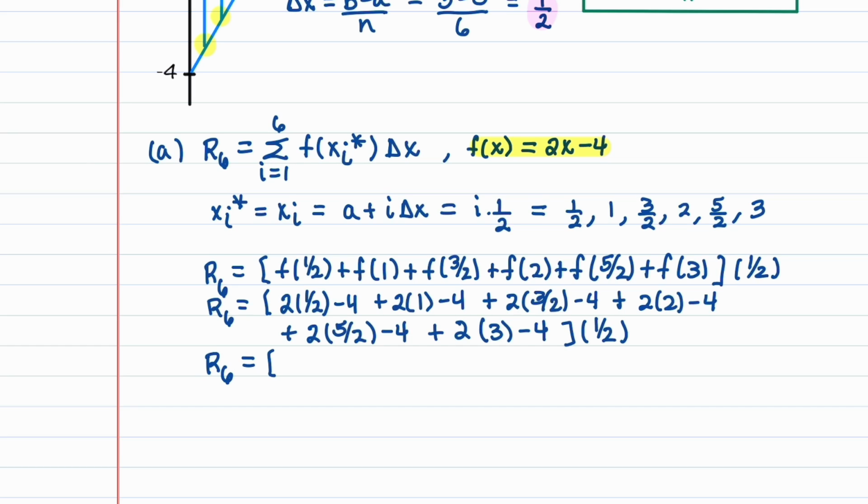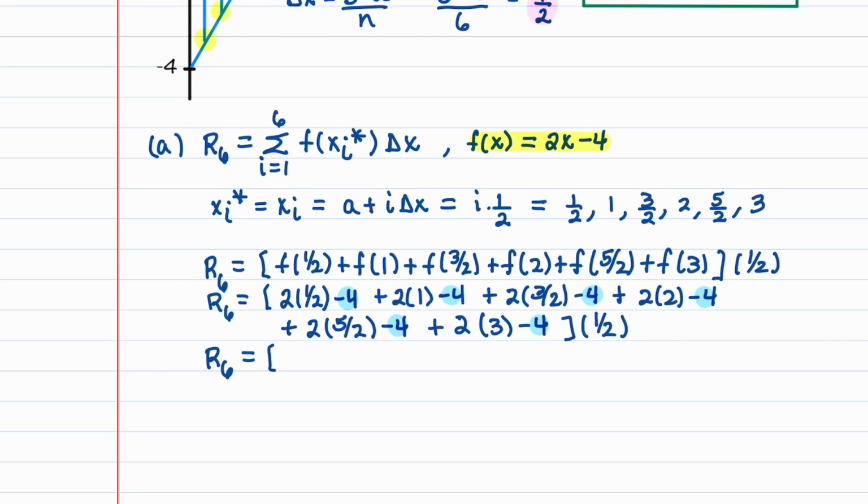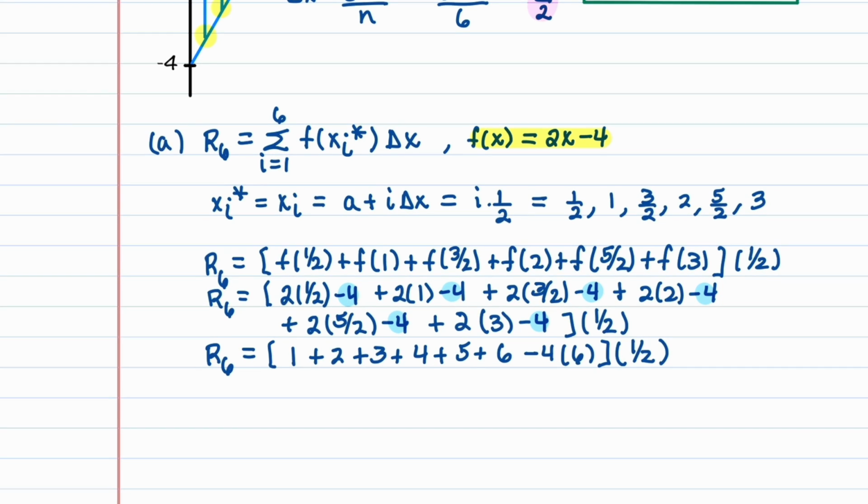I am going to collect all of these minus 4s at the end, and we'll do our multiplication first. We have 2 times 1/2 is 1, and then we have 2 plus 3 plus 4 plus 5 plus 6. Now we're going to subtract off our 4s. There are 6 of them, so we're going to subtract 4 times 6. And then we have our 1/2. Let's see what we get.